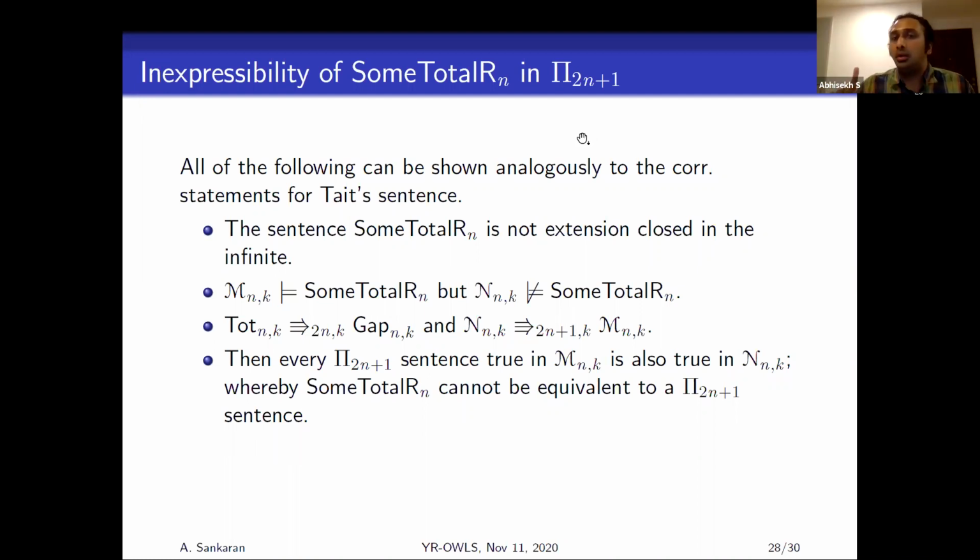The sentence sum total Rn that we constructed is not extension closed in the infinite. You can construct a specific example showing that. MNK is a model of sum total R, but NNK is not a model. Tot is 2NK related to gap, and NNK is 2n plus 1 related to MNK. And that completes, that shows that no pi to n plus 1 K sentence is going to be equivalent to sum total Rn, but K was arbitrary, so therefore it's not equivalent to any pi to n plus 1 K.